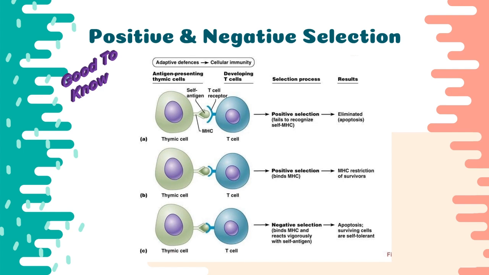And in the negative selection, these thymic cells check if these T cells are able to recognize self-antigens. If they are able to recognize them, they will also be killed, because the body must produce T cells that won't be able to recognize self-antigen. Because if they were produced, they might act against our self-antigens, leading to autoimmune diseases.